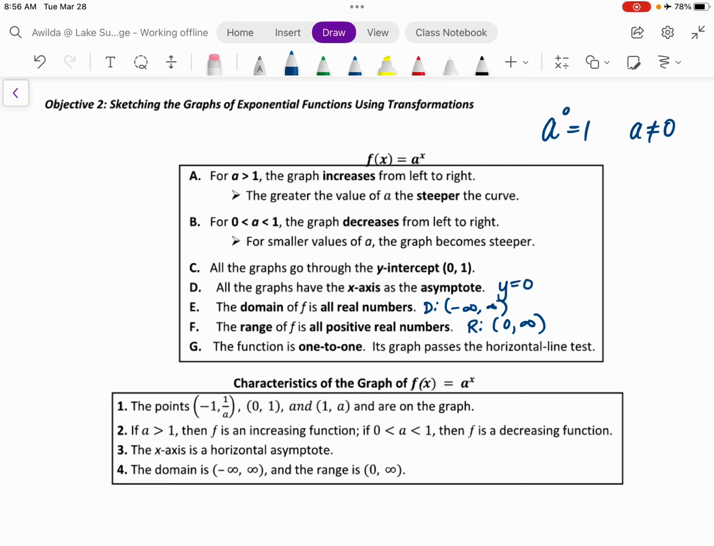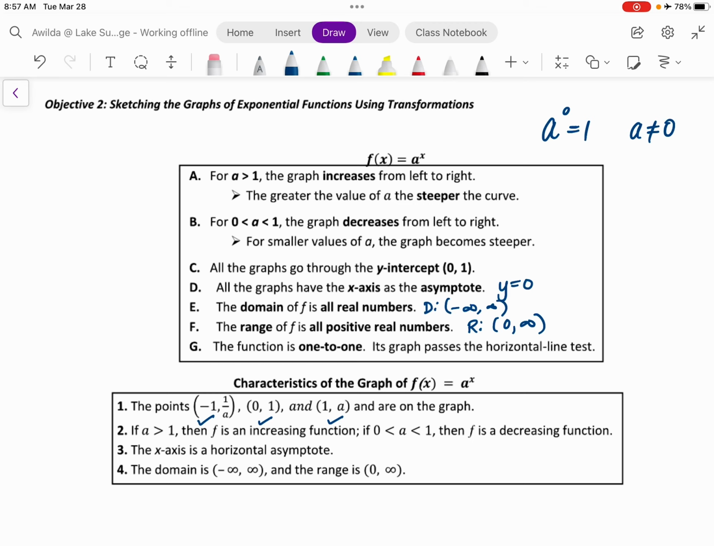Some additional characteristics for the graph of these exponential functions. We already mentioned that the point (0, 1) will be a y-intercept every time. We will have another point at (1, a) for all graphs. Now this is not an intercept, but it's an important guiding point. We'll also have the point (-1, 1/a). These two additional points are easily obtained by just substituting 1 for x and -1 for x.